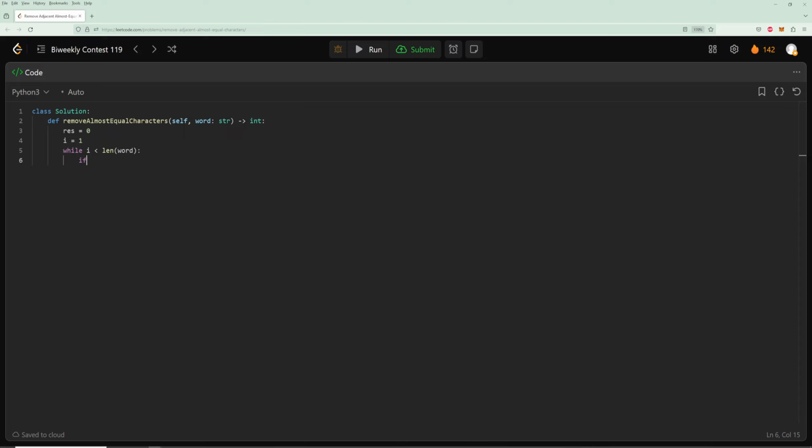So now we need to check this difference, so we're going to say if the absolute value of, because one character can be bigger or smaller, you don't really know, ord of word at i minus ord of word at i minus 1 is less than or equal to 1, then we have a conflict. So if we have a conflict, we'll increment 1 to the result. And remember, if we change the current character we're on, we move up twice, so we'll increment index by 2. Otherwise, just increment index by 1.